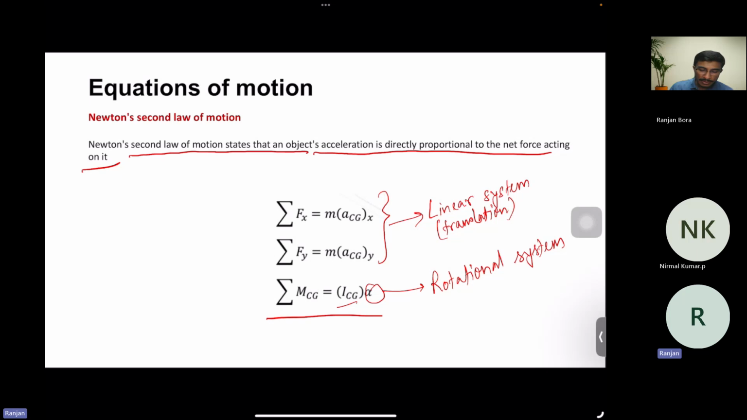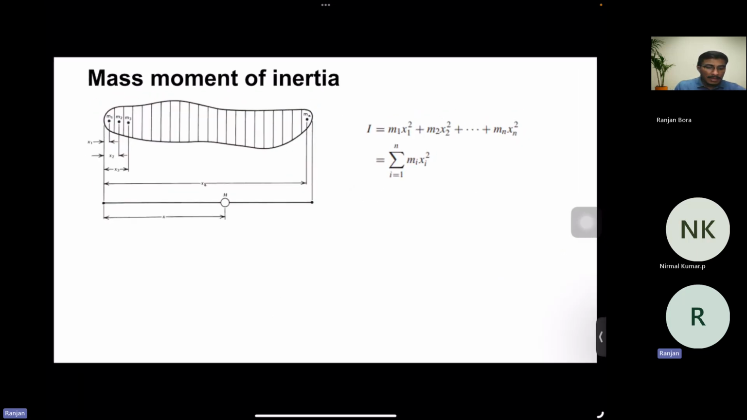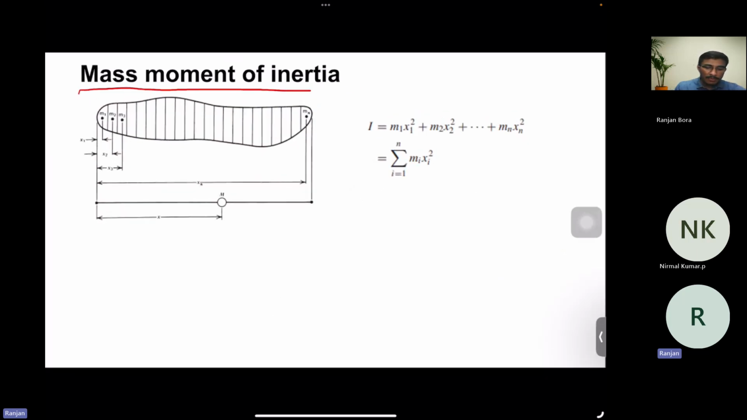Now I will explain what this moment of inertia is. In this course, we will use the mass moment of inertia. There are two types of moment of inertia: one is the area moment of inertia and the other is the mass moment of inertia. For solving dynamics problems, we will need the mass moment of inertia. So what is the mass moment of inertia?